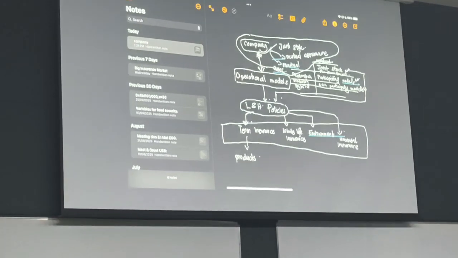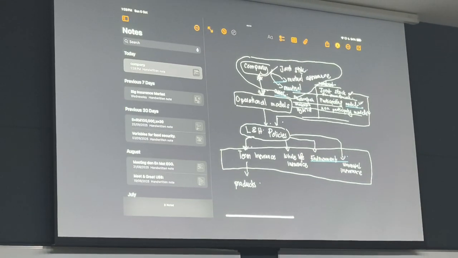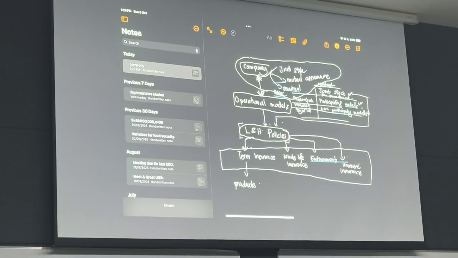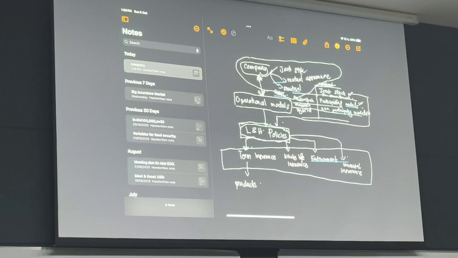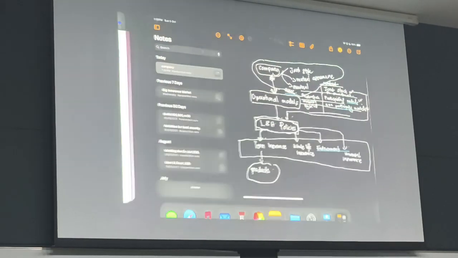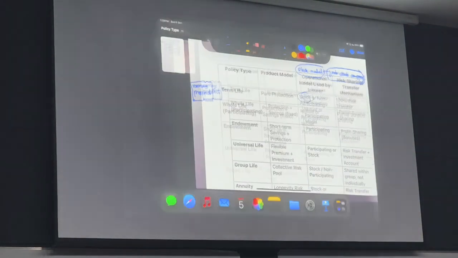Okay, dekat sini company ni. So under company, dia akan implement operational model. So under operational model, we have joint stock, participating and non-participating. And under these models akan ada policies. So this is where policies is placed. Policies kat sini, and then under policies we have many kind of policies. And at the end of the process we have products. Okay, nanti check balik apa maksud joint stock.